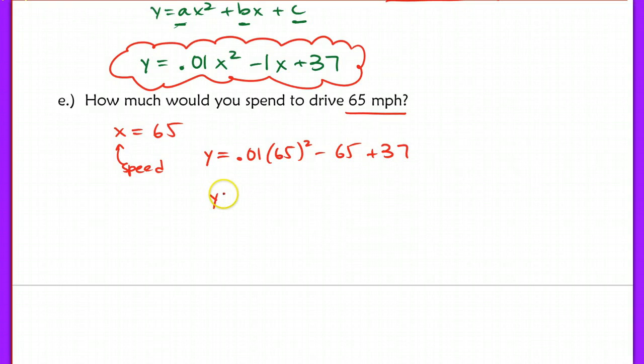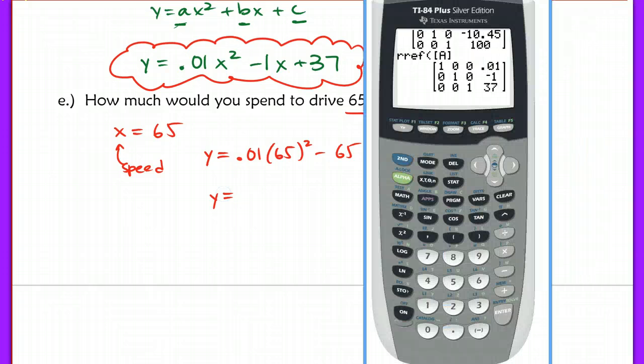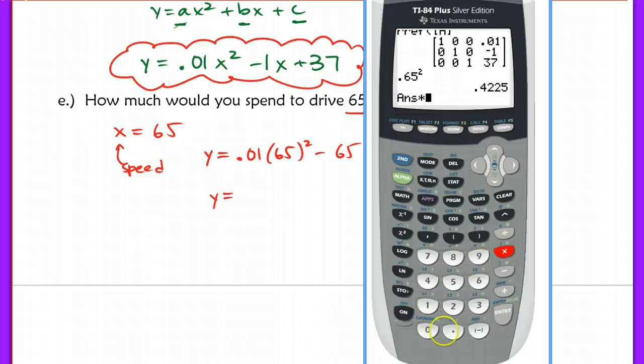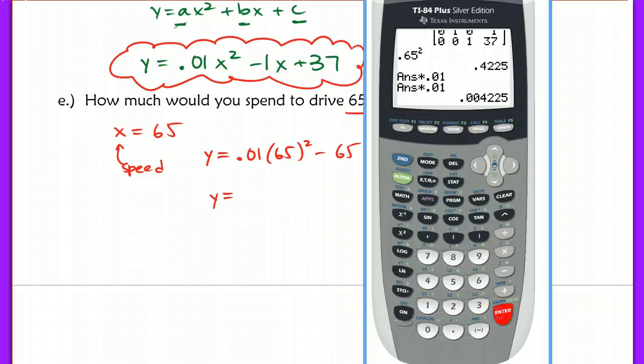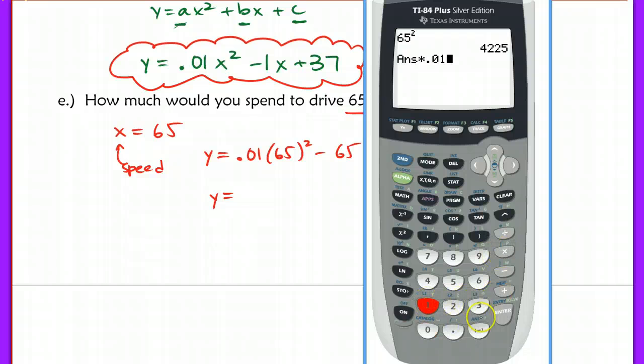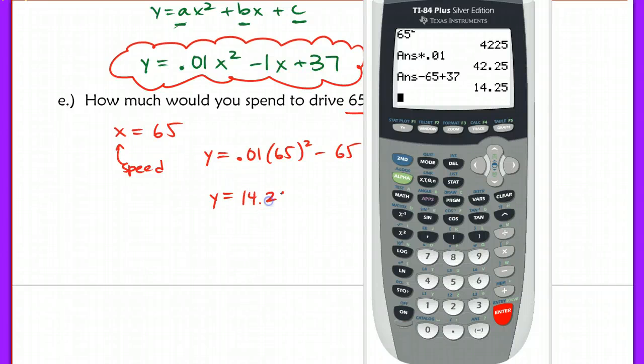37. Now when I do that in my calculator, I want to make sure that I'm entering 65 squared, either in parentheses or do that first. Oops, I did not mean to put 0.65. Sorry, let's clear that out. 65 squared times 0.01 and then minus 65 plus 37. And we get 14.25. So let's interpret this answer.